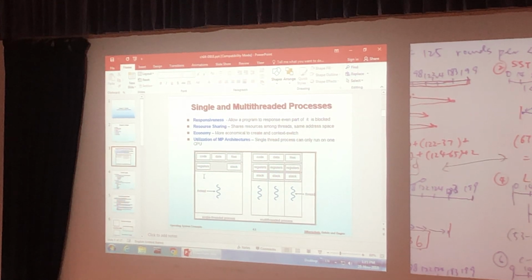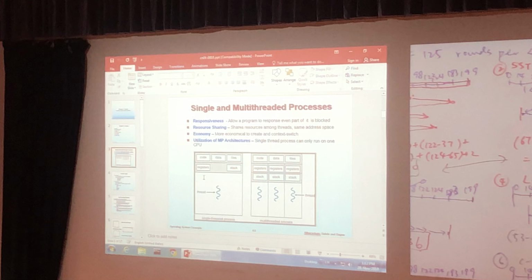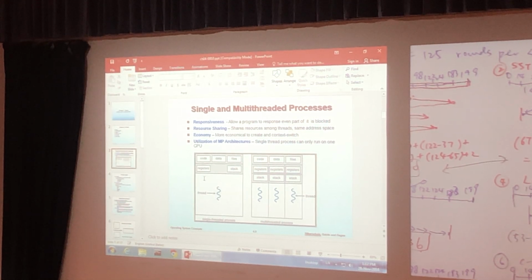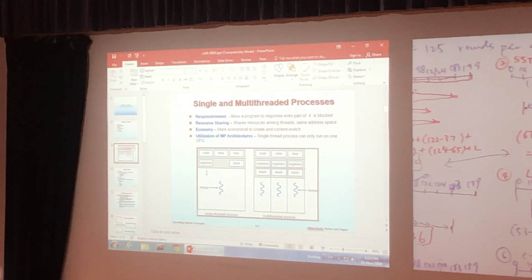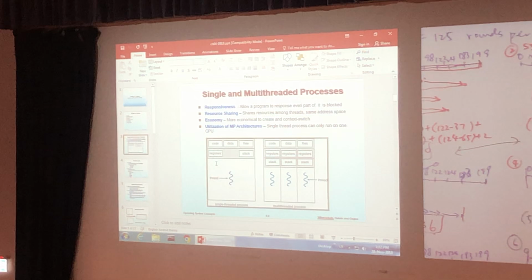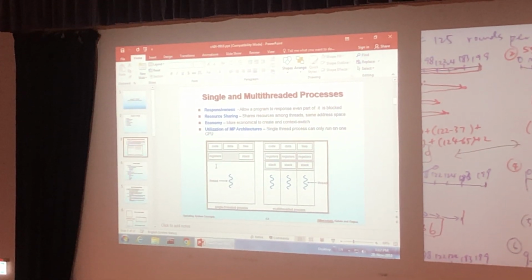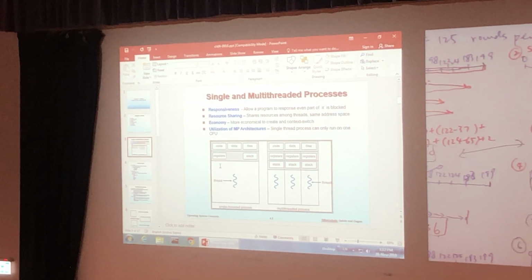So the first thing is, we should understand why we have multi-threaded programming. Because we have 4 reasons, 4 benefits of using multi-threaded programming. That's responsiveness, better results, economical, and better use of multi-processor architecture.